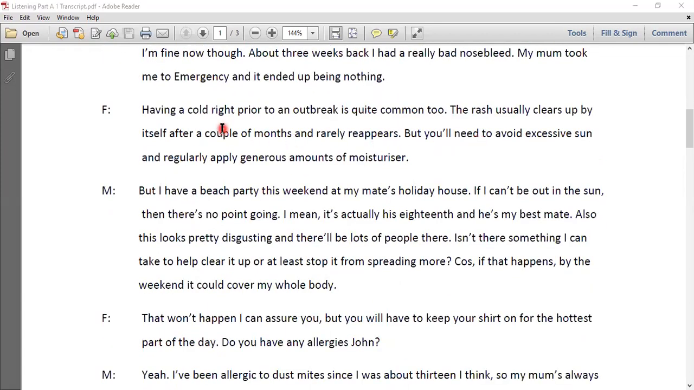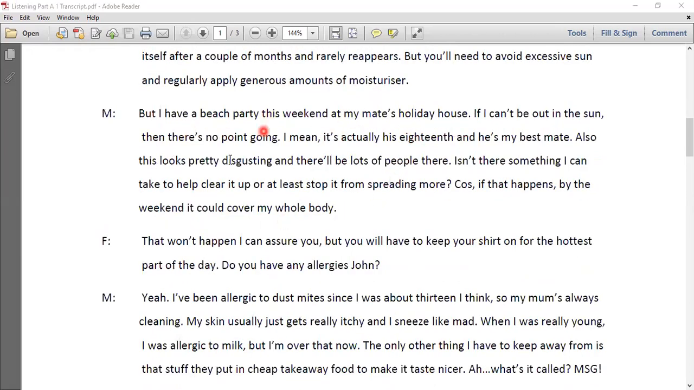Then here about the patient concerns. So he was explaining that, isn't there something I can take to help clear it up? So to clear it up, this is also a very commonly used phrasal verb. They would not say resolve or treat as a patient. They would say to clear up, or at least stop it from spreading more.